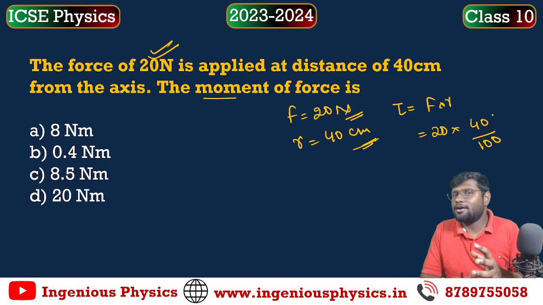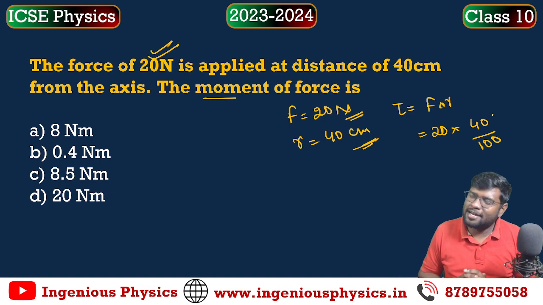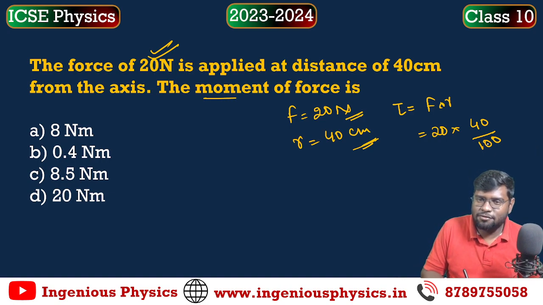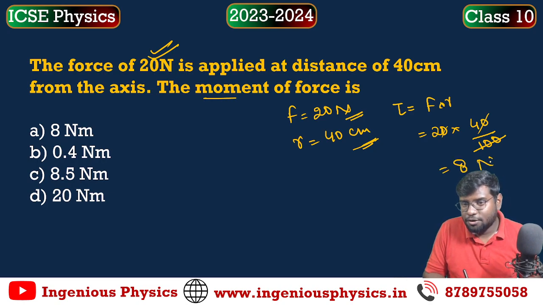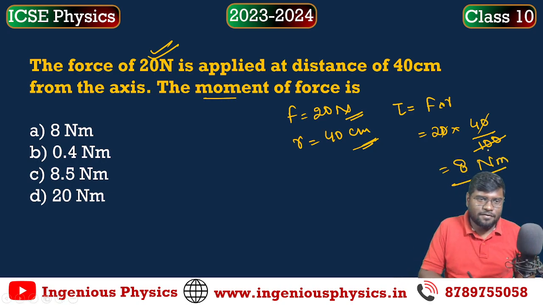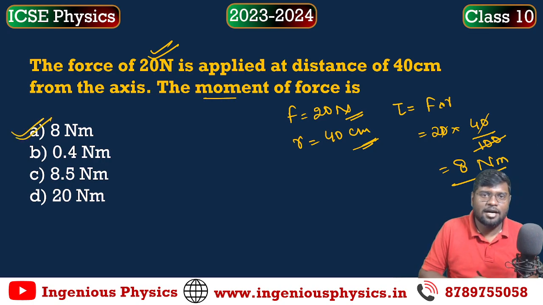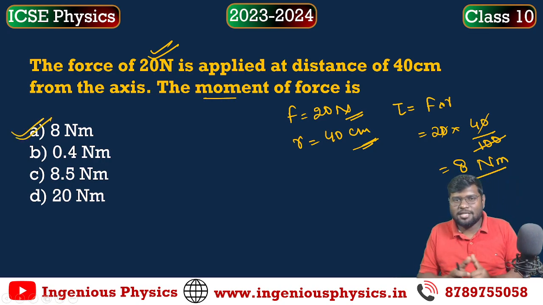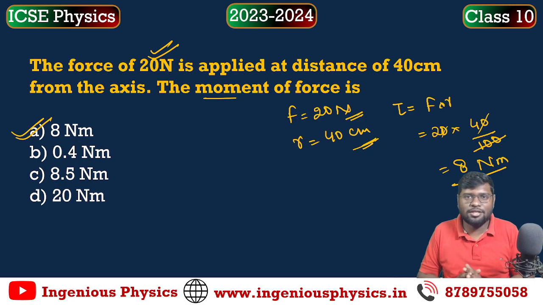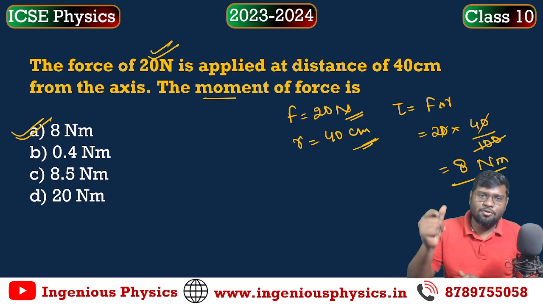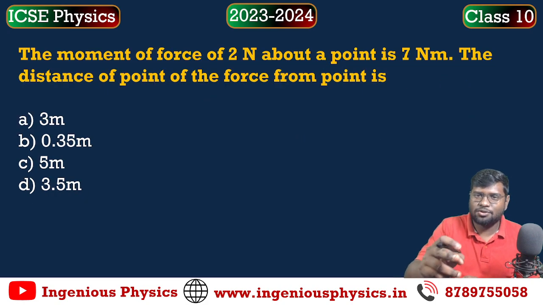After dividing by 100, we will get what? It gets converted into meter. Yes, so we'll just cancel this 20, and the result is 8 Newton meter. So let us find the option. Option A is the correct one. I hope you understood all the explanation whatever I did for this particular numerical, right? So let us move to the next numerical or next question.